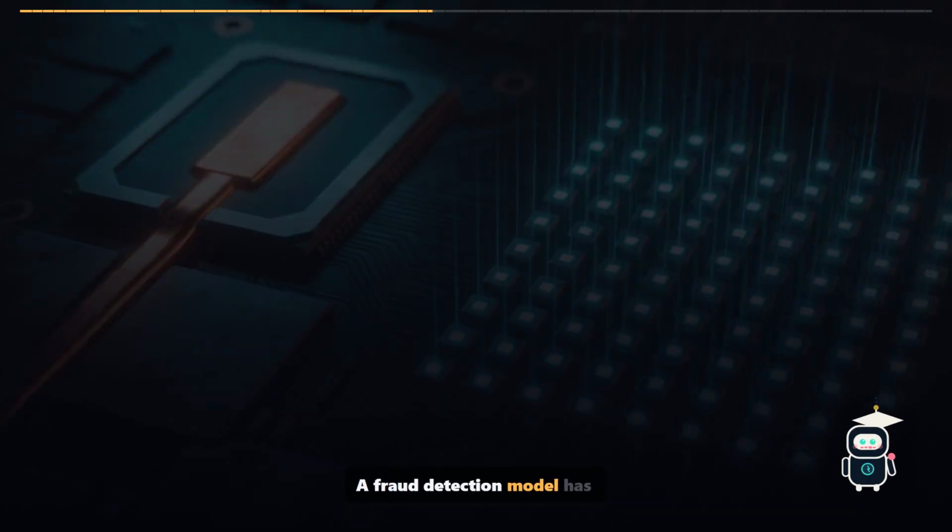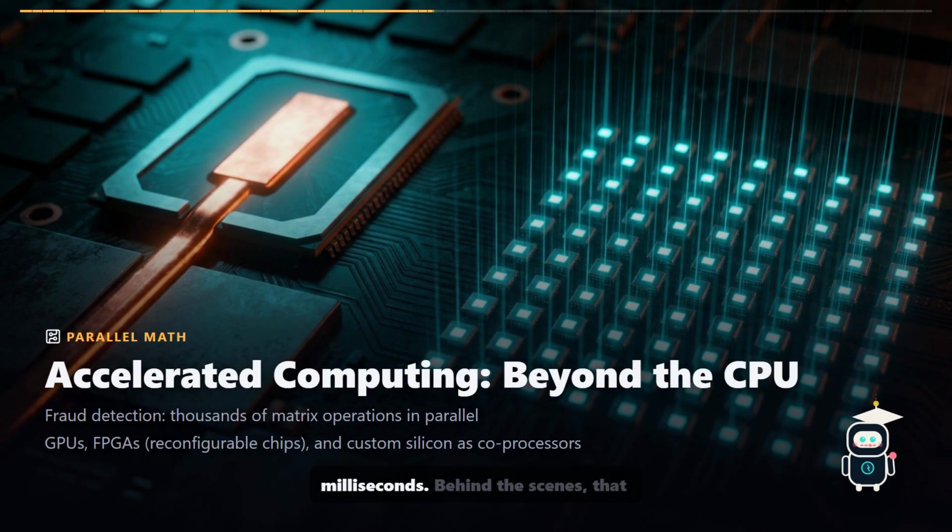A fraud detection model has to score a transaction in milliseconds. Behind the scenes, that is thousands of matrix operations. Multiply this vector, add this bias, repeat across a huge neural net. A general-purpose CPU has to chew through them in order. A GPU does them in parallel. That is what accelerated computing means. You attach a coprocessor, a GPU, an FPGA, a chip you can reconfigure for custom hardware tasks, or custom silicon. That is specialized for this workload and far faster than a general CPU.